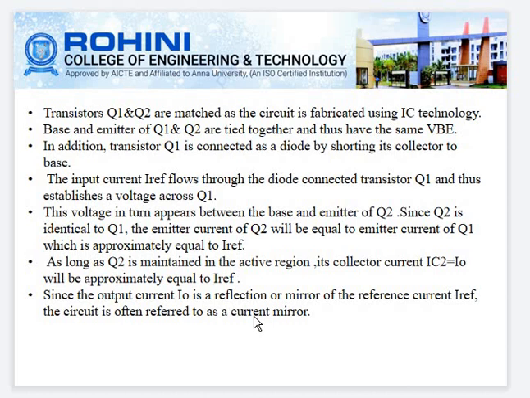Since Q2 is identical to Q1, the emitter current of Q2 will be equal to the emitter current of Q1, which is approximately equal to the reference current. As long as Q2 is maintained in the active region, its collector current is equal to the output current, and this will be approximately equal to the reference current. Since the output current I0 is the reflection or the mirror of the reference current I reference, the circuit is often referred to as a current mirror.